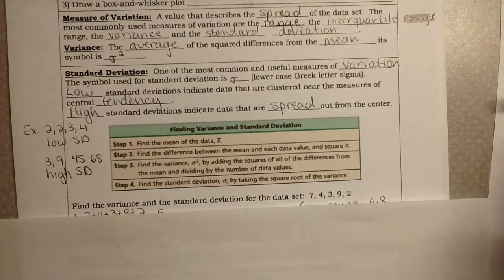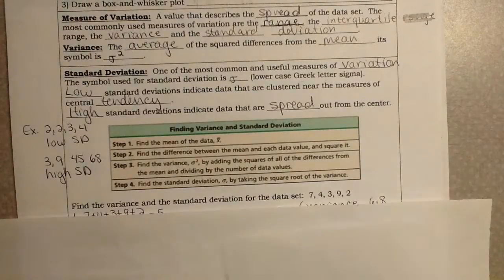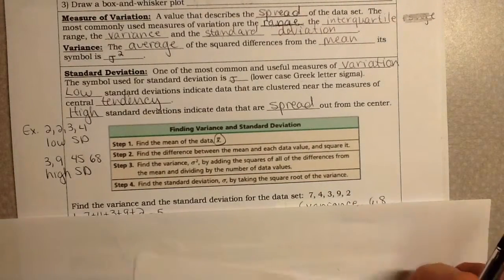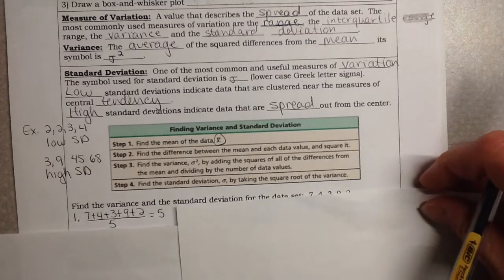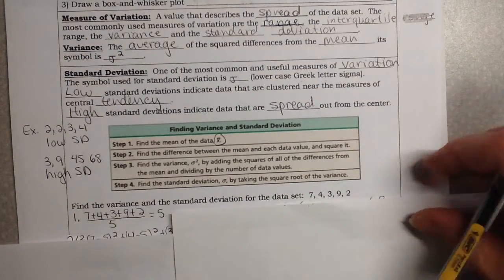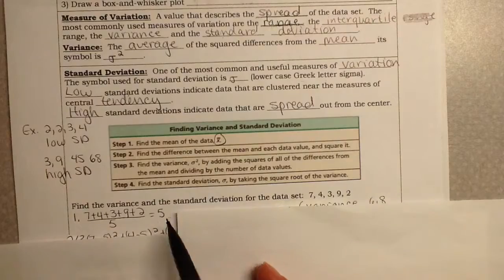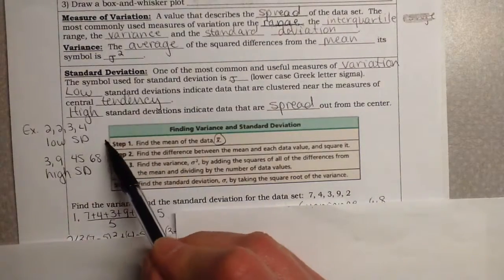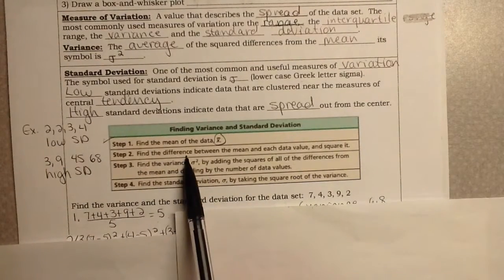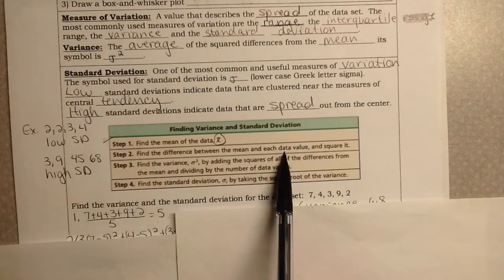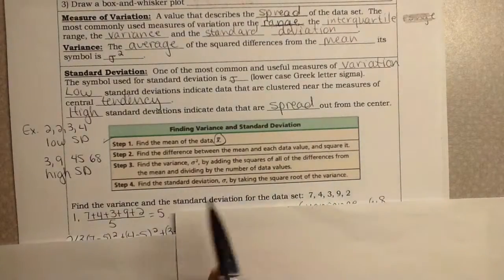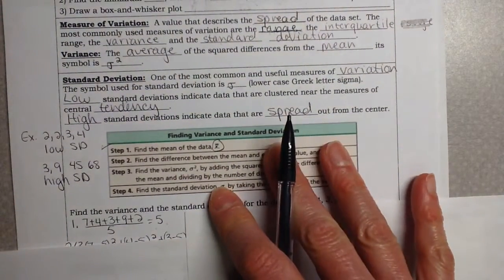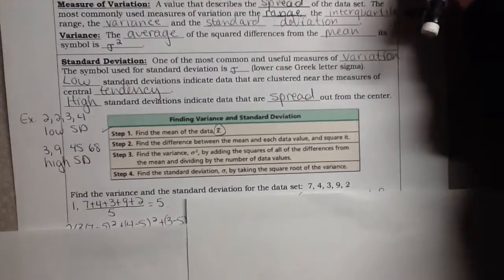Okay, so step number 1 says that we need to find the mean. Now this is a symbol for mean. So we're going to add all the values up and divide by the number in the data set. And there are 5 of them in the data set. So that's going to be 5. So that's step 1. Step number 2 says find the difference between the mean and each data value and square it. Okay, so I'm going to do step number 2 and 3 together.